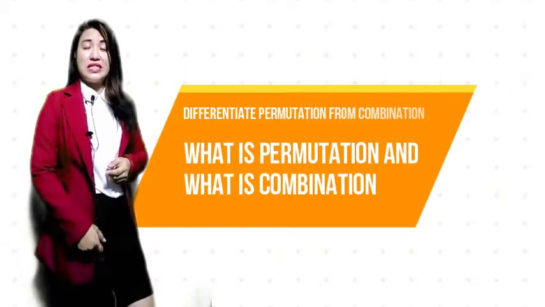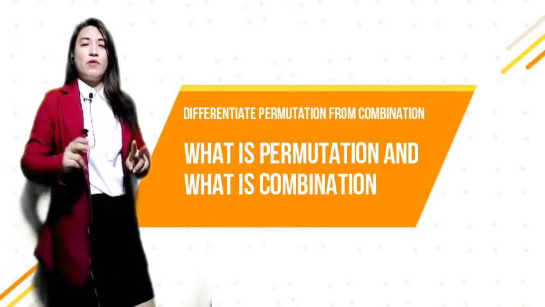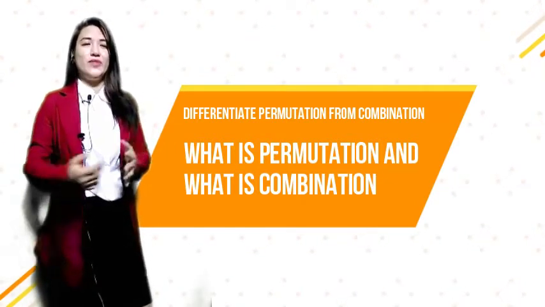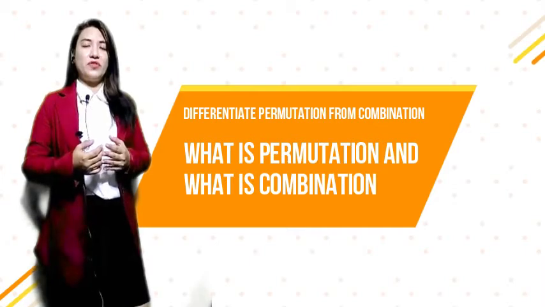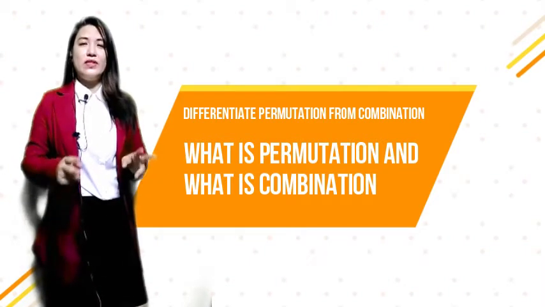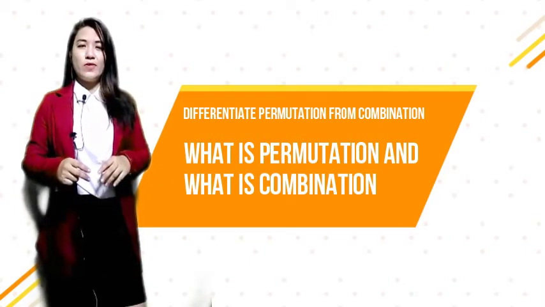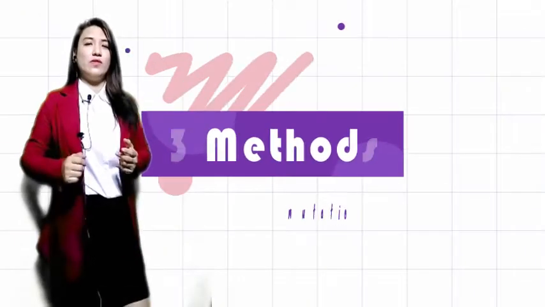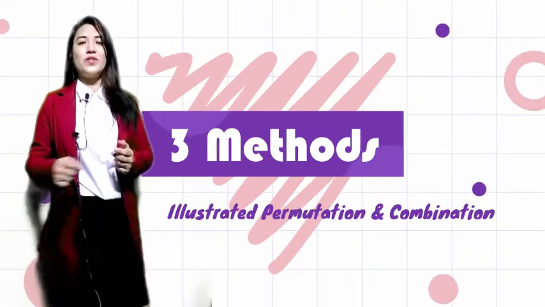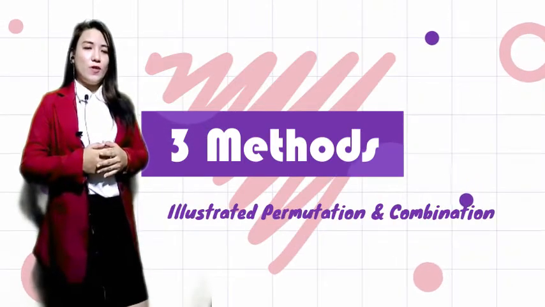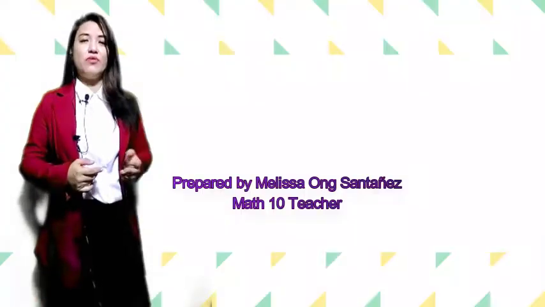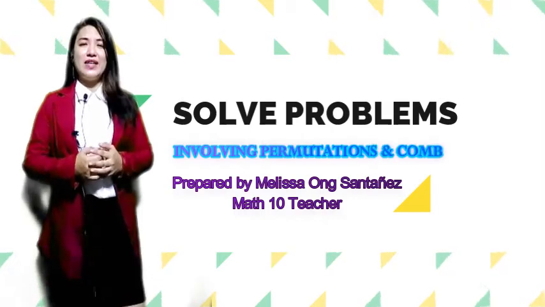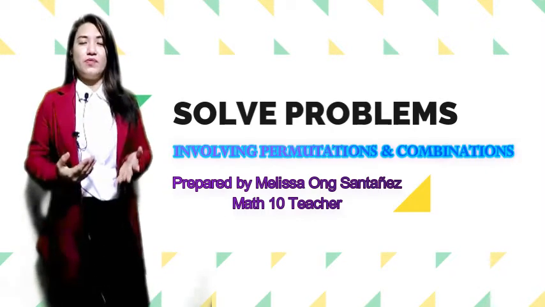And we have differentiated the two from one another, what is permutation and what is combination. And also we have illustrated both in three different methods. How you illustrate permutations in three methods is also the same as how you illustrate combinations in those three methods. And also we have solved problems involving permutations and combinations. So let's start the ball rolling. Again, grade 10 students, I hope this helps you a lot.